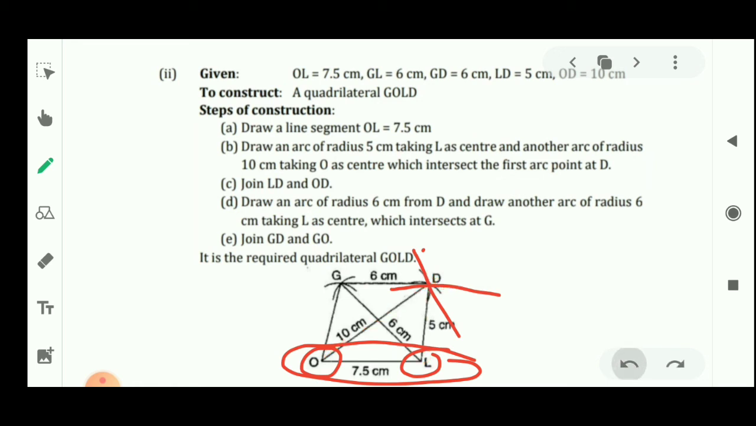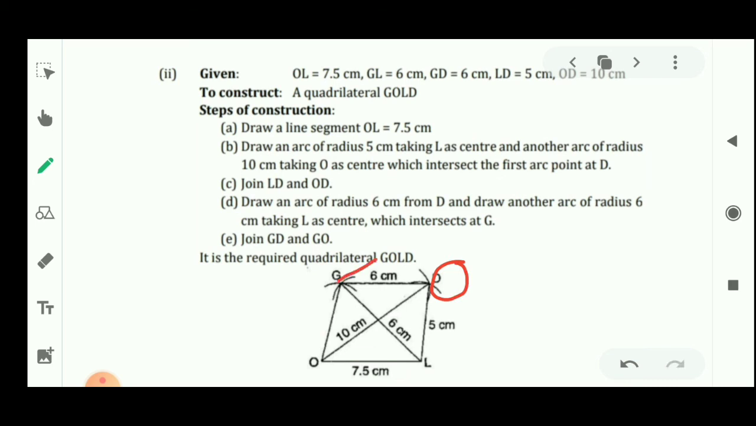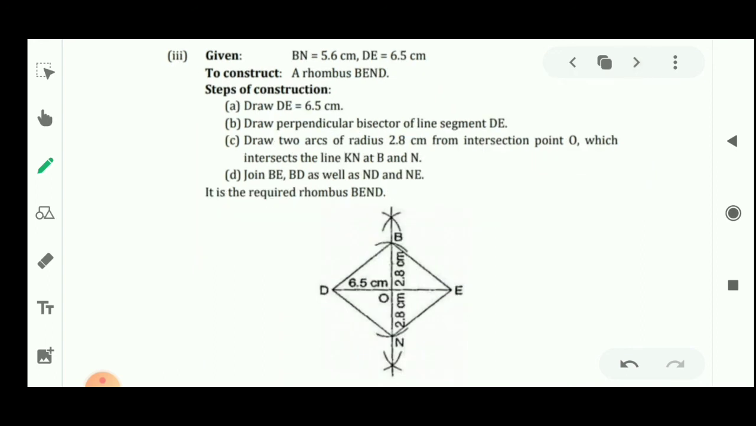After this students, you have to put your compass point on D and take the radius of 6 centimeter, draw an arc like this. Then you have to put your compass point on L and take the radius of 6 centimeter, draw another arc like this, which cuts the previous arc at point G. Now student, join DL, GD and OG. This is the required quadrilateral GOLD. Let's see the next question.